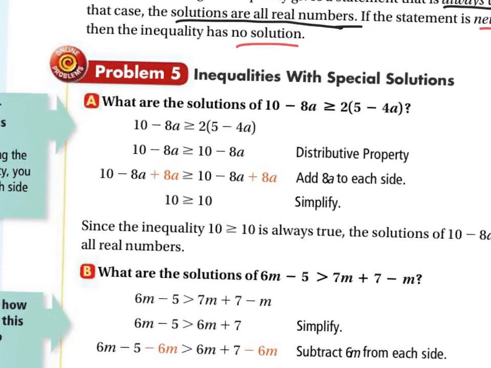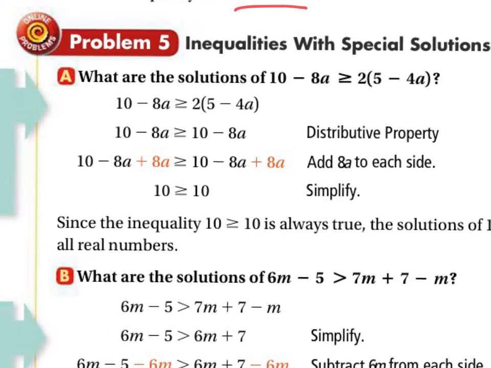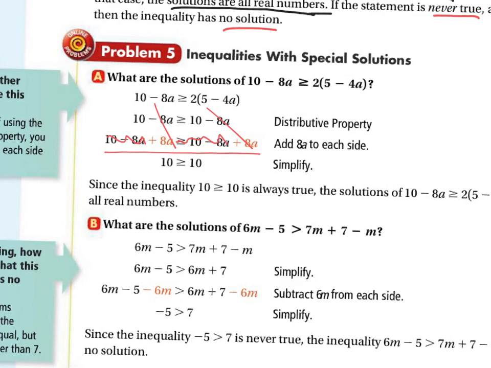So if you look at problem 5, part A, they distributed first of all, then they added 8a on both sides of the inequality. And what happens is the variables cancel on both sides. We end up with 10 is greater than or equal to 10. Well, 10 is equal to 10, so that works. It is greater than or equal. It's equal. So it's always true, so that means we have all real numbers. Okay, it's kind of like infinitely many solutions here. Anything will work.